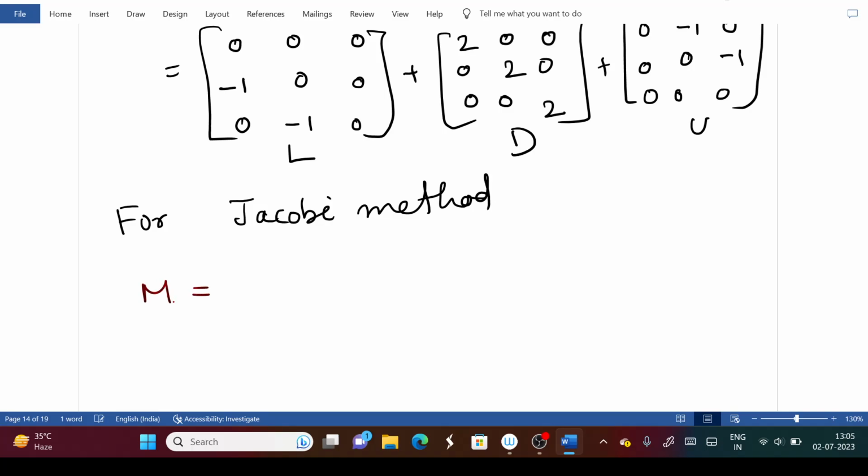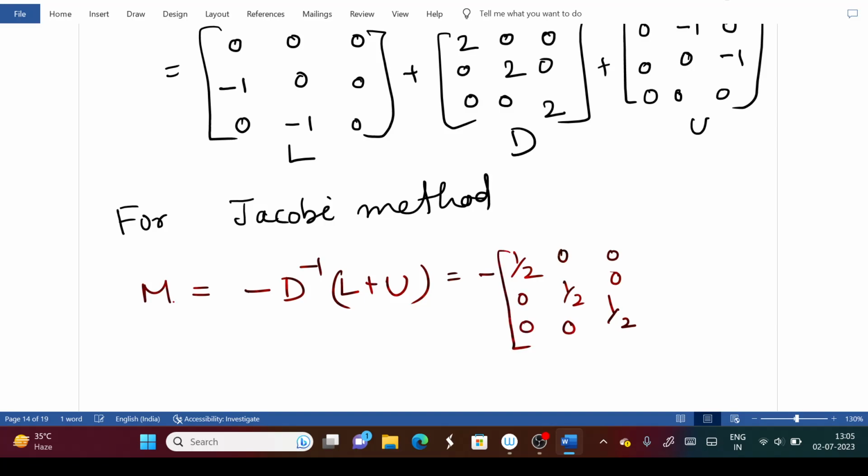M is equal to minus D inverse times (L plus U) for the Jacobi method. D inverse means diagonal elements: any diagonal matrix has its inverse with all the diagonal elements replaced by their reciprocals. So it is D inverse.